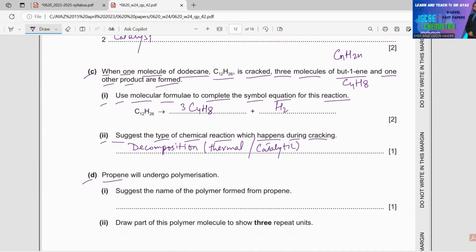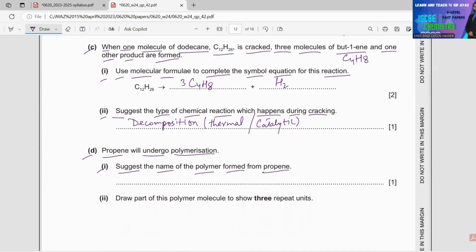Part D. Propene will undergo polymerization. Number 1, suggest the name of the polymer formed from propene. So if propene is a monomer, you will definitely be getting polypropene. So I will write polypropene.